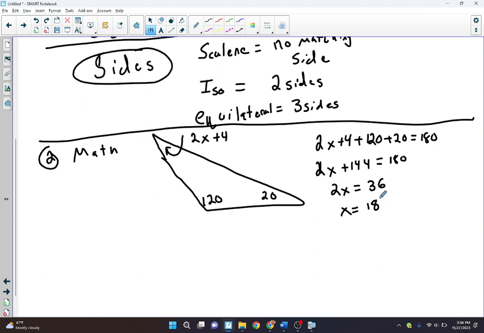X equals 18. Now in this one, I can easily see, based off the angle, what type of triangle it's going to be. It's going to be obtuse, because it has one obtuse angle in it. Why can't it have 2 obtuse angles? How do you know? Because it has to equal 180. So if you had 2 angles that are more than 90, like 91 and 91, that's over 180. You can have 2 below right angles, whatever.